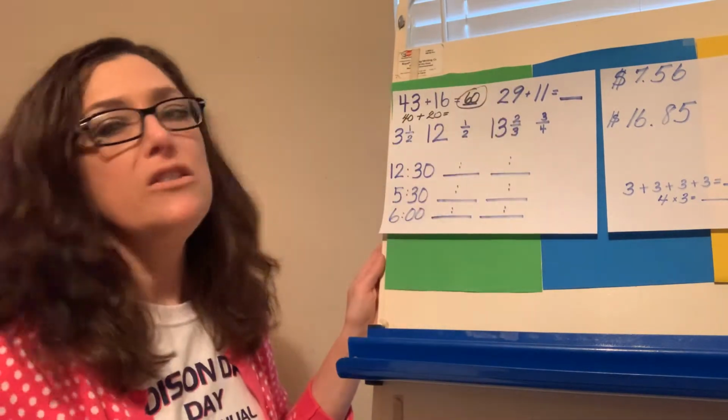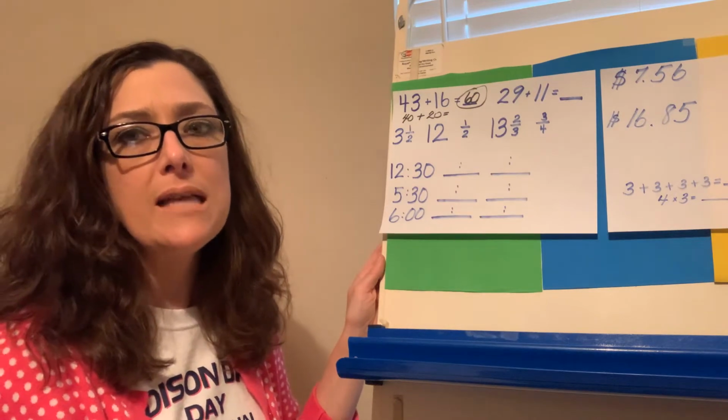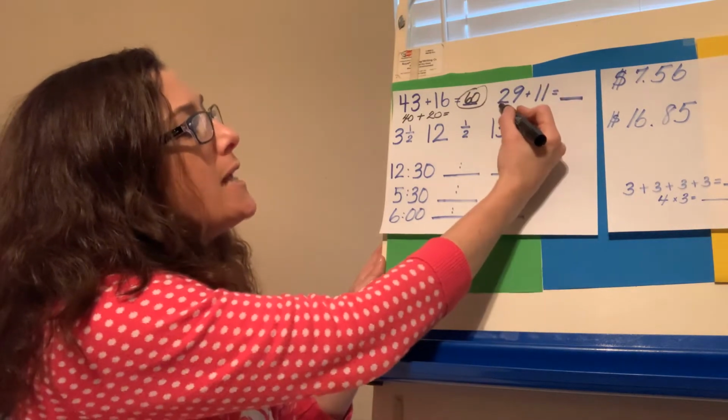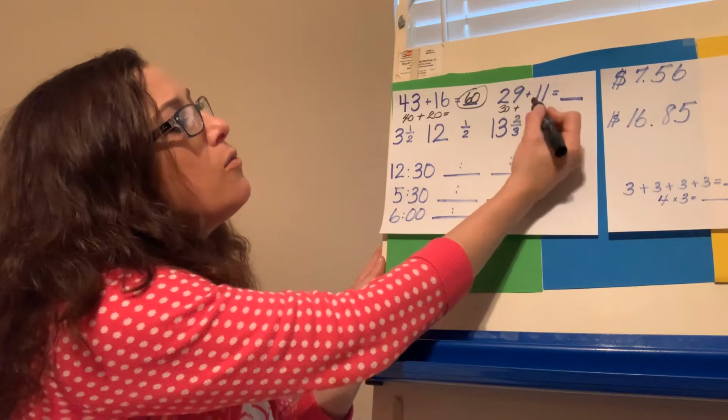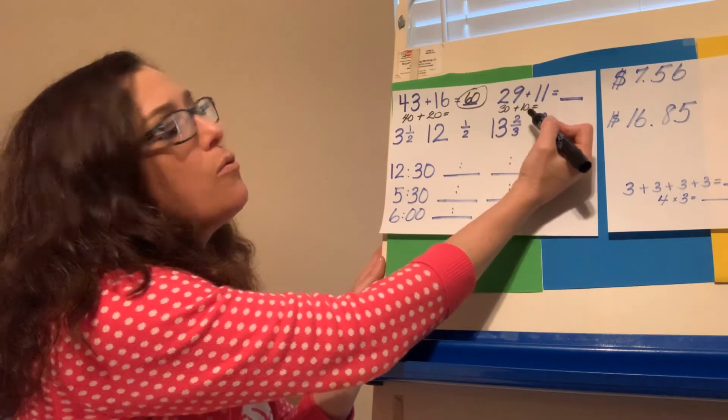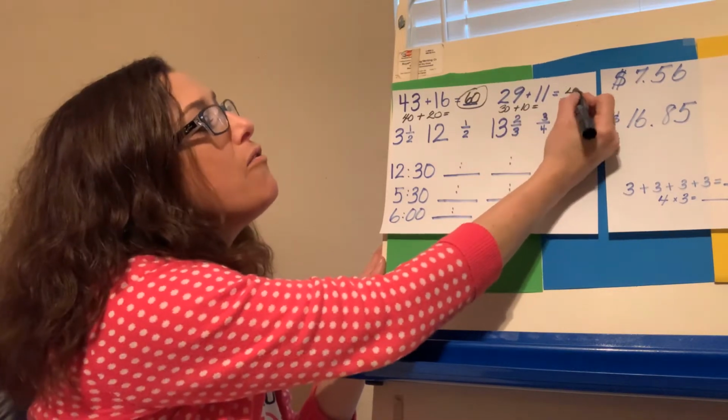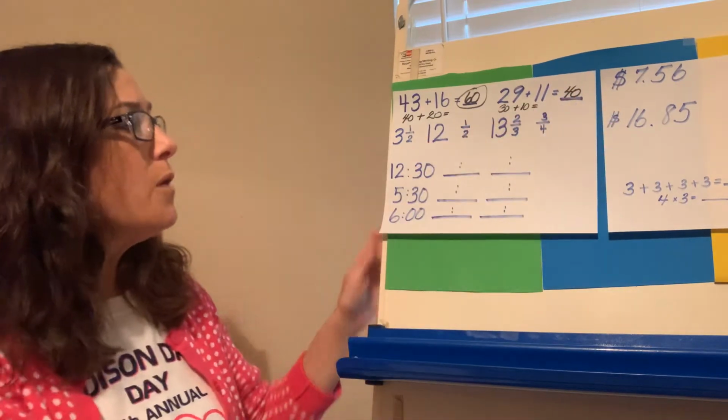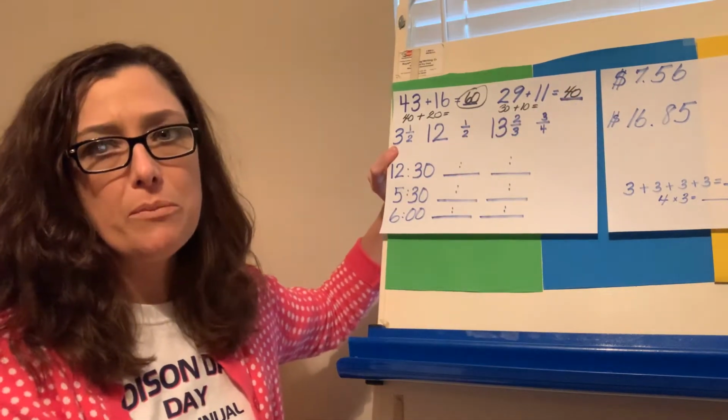Okay, let's do the next one. 29 plus 11 equals. Round 29 up to 30. Round 11 down to 10. What is 30 plus 10? 40.